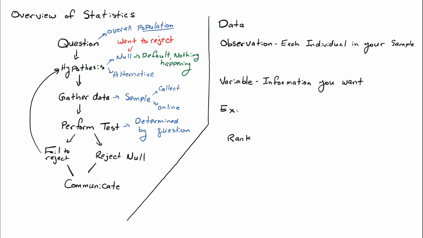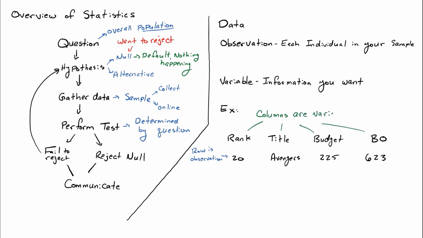For example, here's a row from a larger dataset. This is from a dataset containing all movies ever made. This single row is an observation. It's an individual movie. Each column is a variable. The variables budget and box office are quantitative, or numerical. The variables rank and title are categorical.